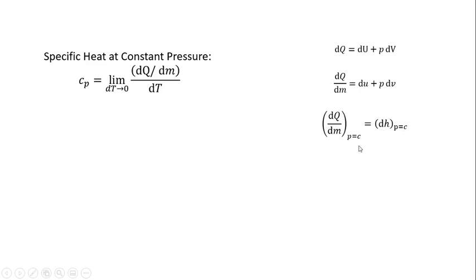So now if we put this value of dq by dm in this equation of Cp, we will get that Cp is nothing but dh by dt at constant pressure, which means that the specific heat at constant pressure of any substance, which is Cp, is defined as the rate of change of enthalpy with respect to temperature when the pressure is held constant.